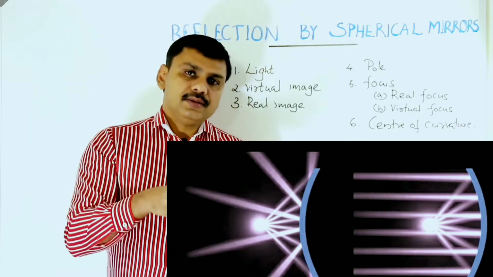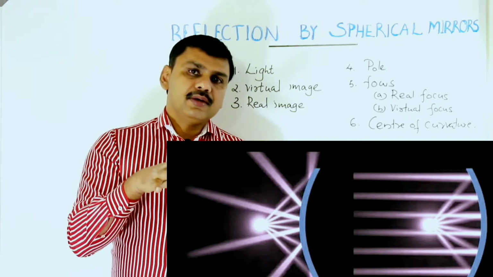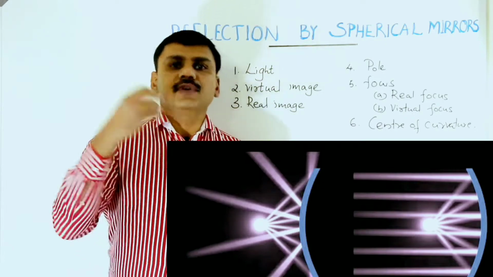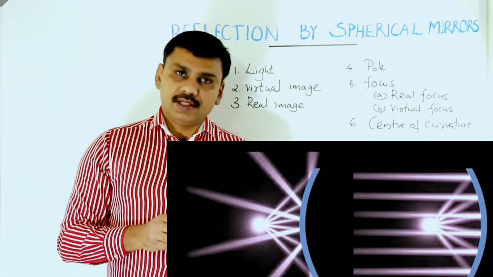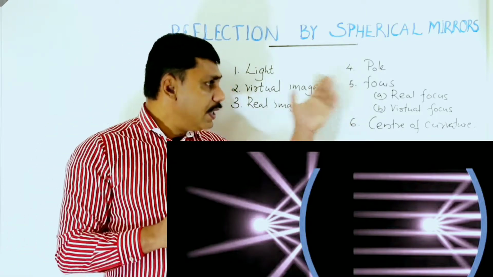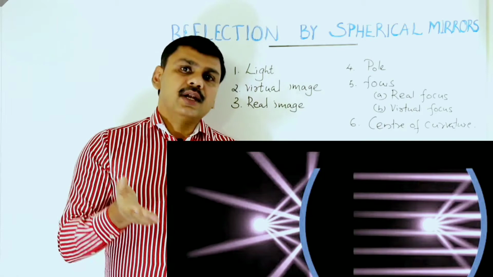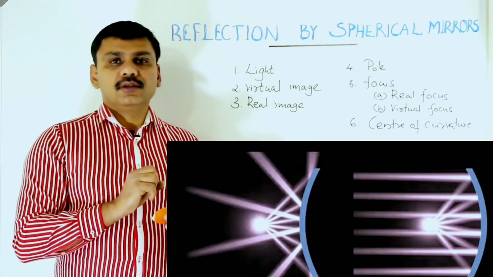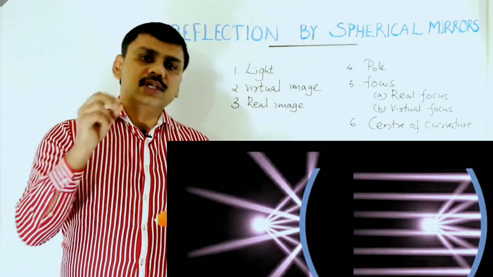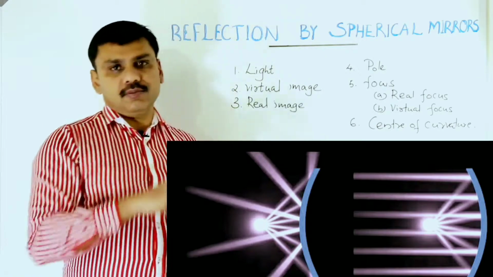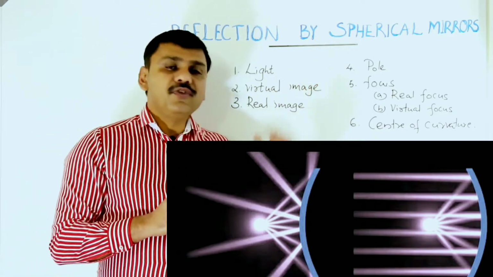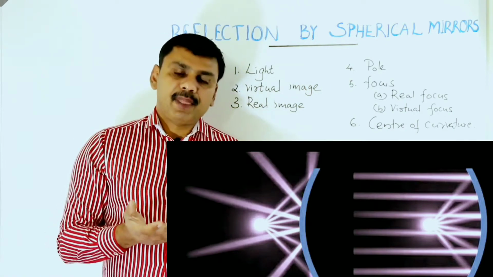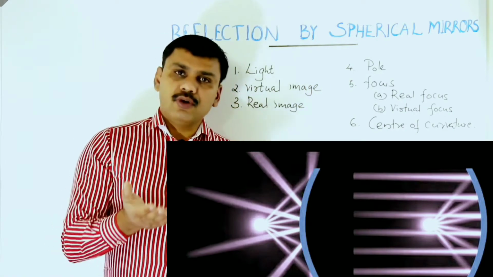Focus is a point. To that point, the light rays can converge, or the light rays can diverge from that point. So you know that at the focus the image is forming.